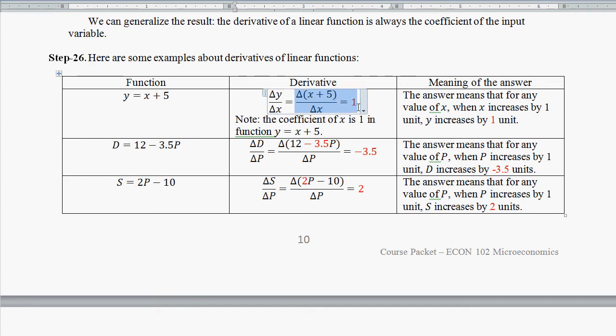So, if somebody asks us what the answer means, here's what it means. First, write this boilerplate part. The answer means that for any value of x, when x increases by 1 unit, y increases by 1 unit. Now remember, this one is the answer here. Okay, it comes from here. Again, when you are explaining what the answer means, you must first write this part, and then this part.